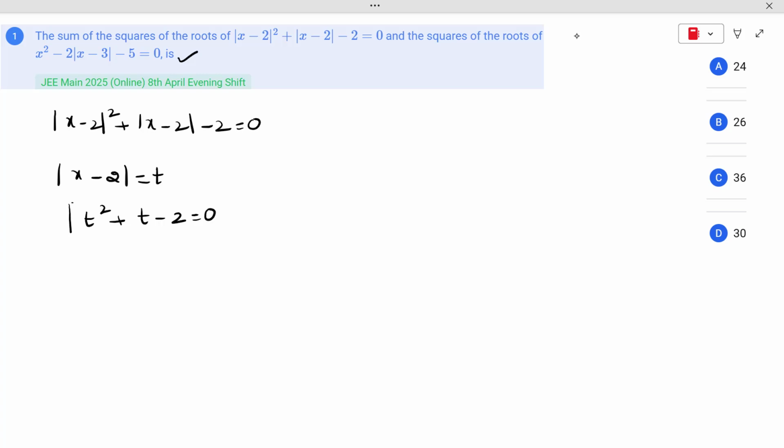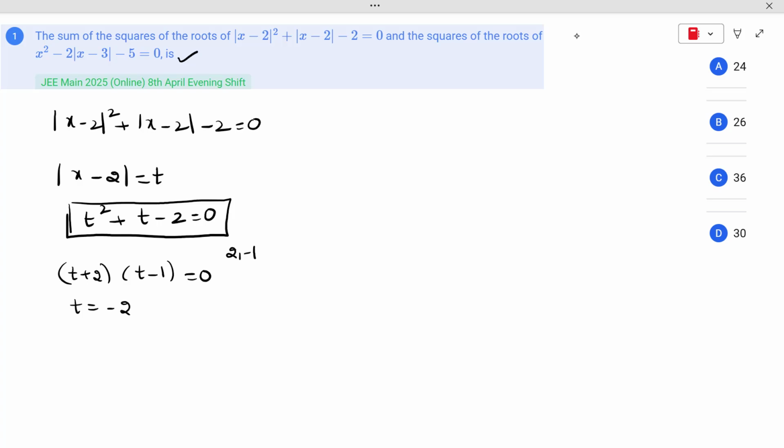Now we know how to solve this equation. This is a simple quadratic equation. Everyone knows how to solve this quadratic equation. Now factorize it. The factors would be 2 and -1, so that would be (t + 2)(t - 1) = 0. So t = -2 or t = 1.